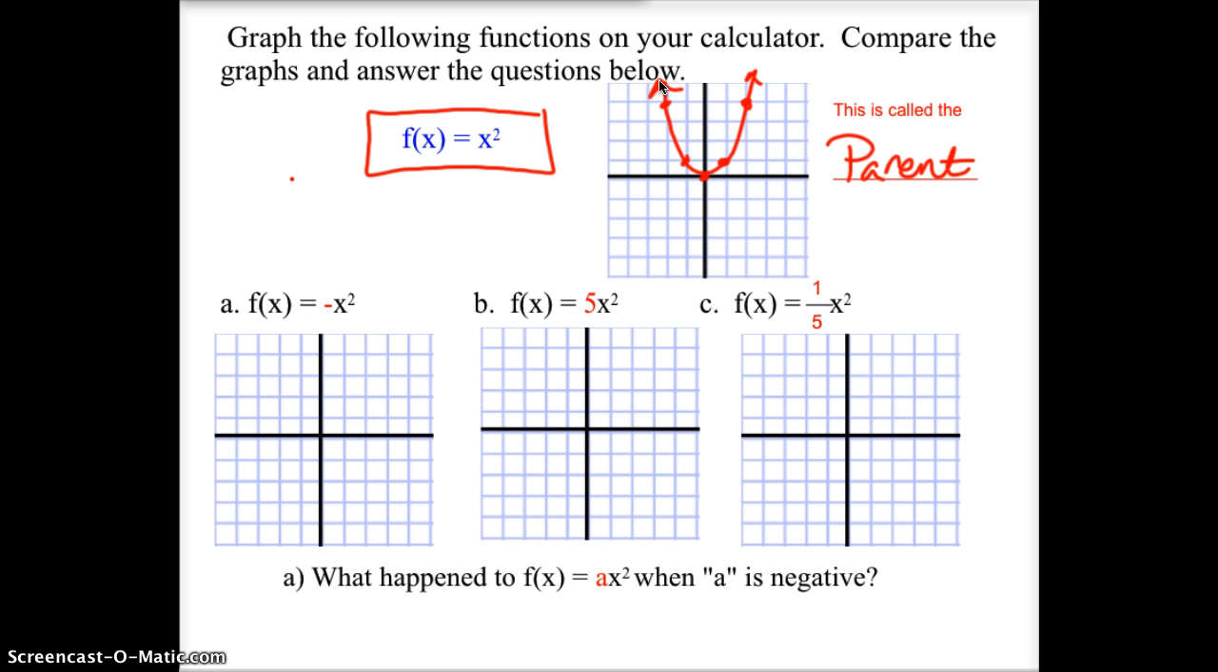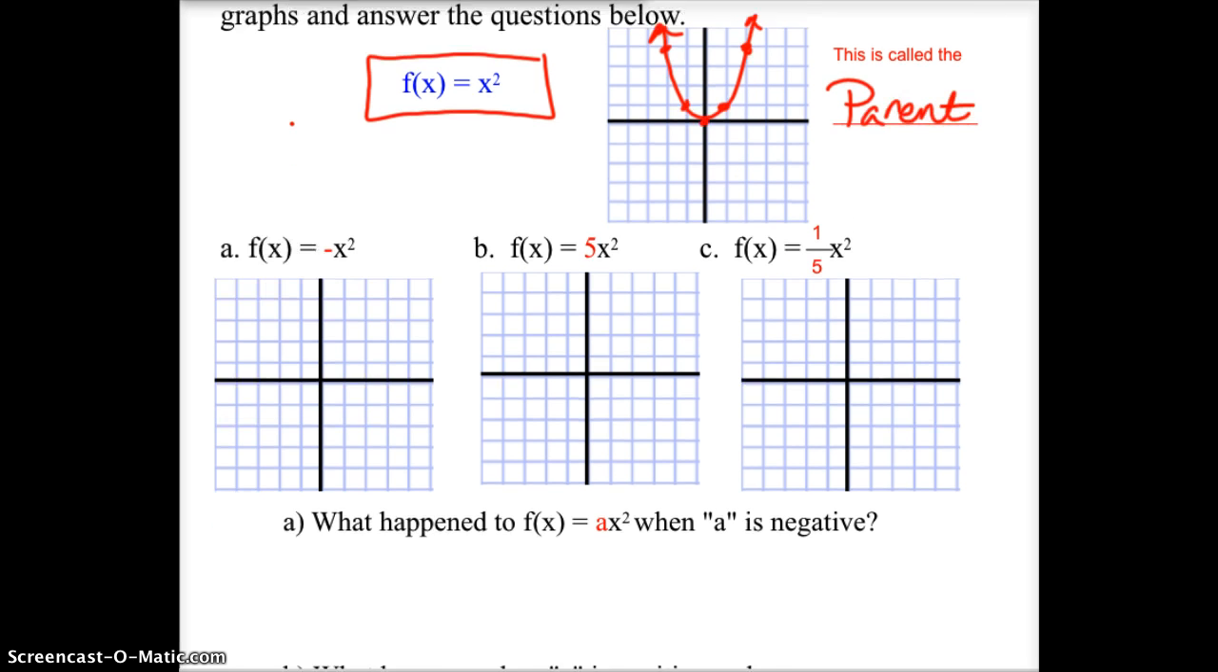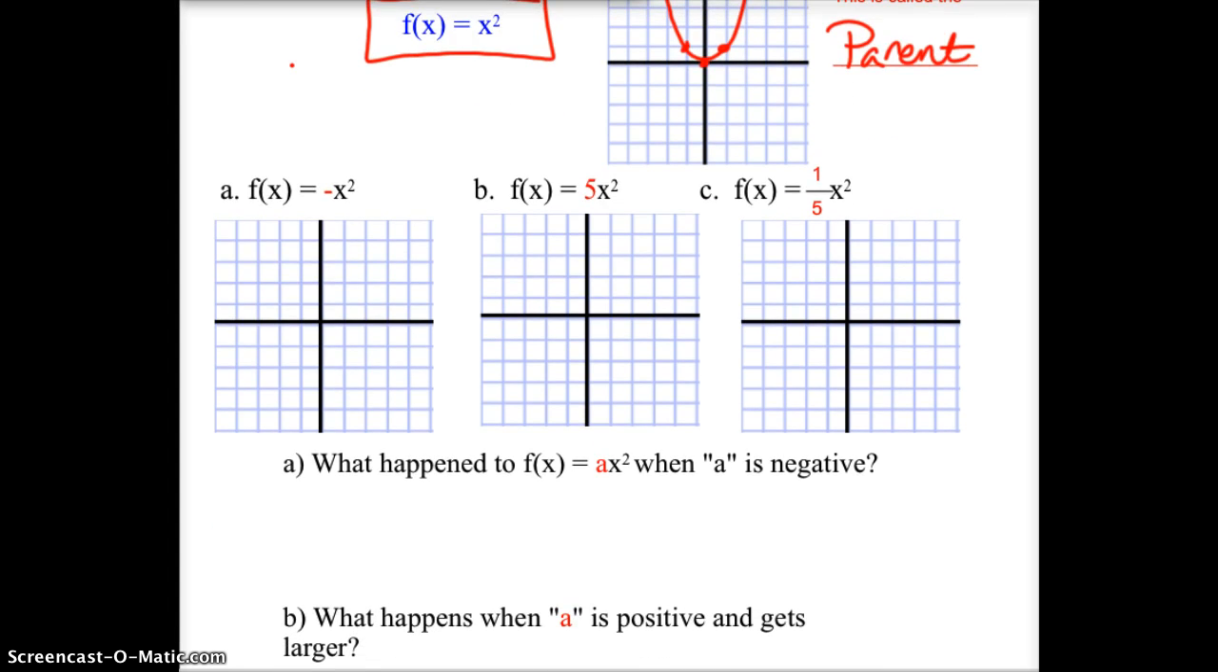It's of average width. It's opening up. It hits at 0, 0, which is where its vertex is. And what we're going to do here is see what happens when we put a negative in front, see what happens when we put a 5 out front, and see what happens when we put a fraction out front. And we're going to see what effect that has on the graph up here.